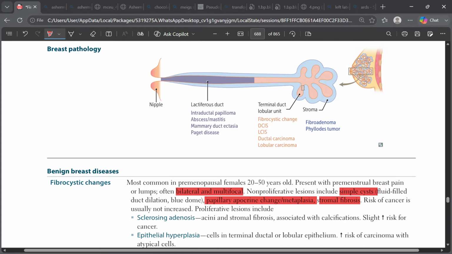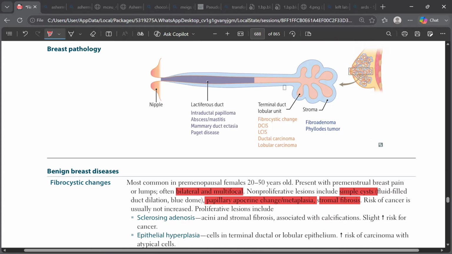Papillary or apocrine changes or metaplasia are also possible. Apocrine change is a change in the glands in this unit, which would cause a papillary appearance on examination, and a metaplasia of this area can also induce fibrocystic change. Moreover, there could be stromal fibrosis. This area could undergo fibrosis that could result in a fibrocystic change. And the risk of cancer is usually not increased. So there are three kinds of lesions that are non-proliferative in this region. The first, simple cysts, in which there is a dilatation of this duct, and it presents as a blue dome. The second is papillary apocrine change, in which there is a change in the gland or metaplasia, and the third is stromal fibrosis.